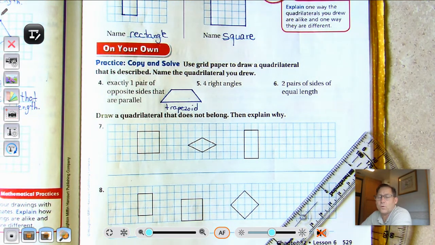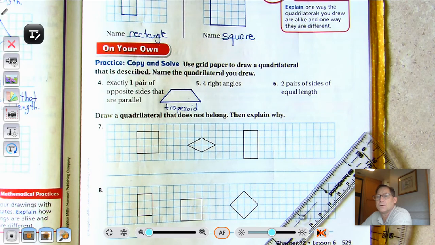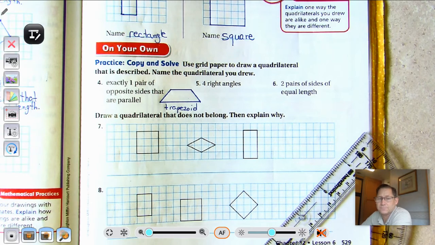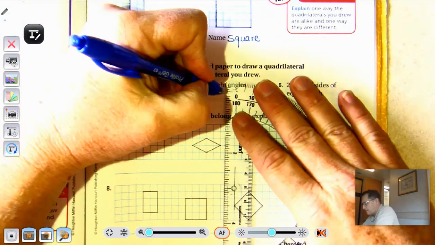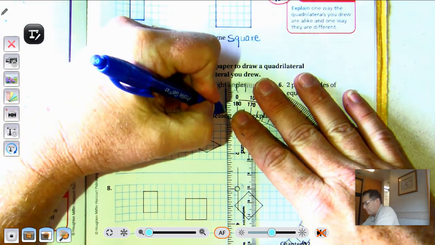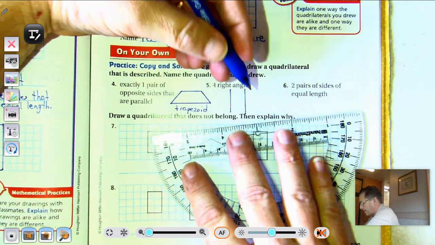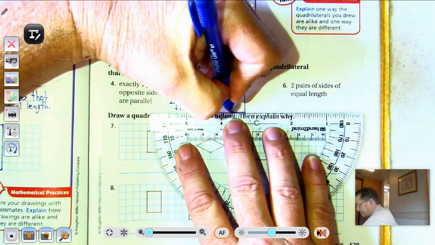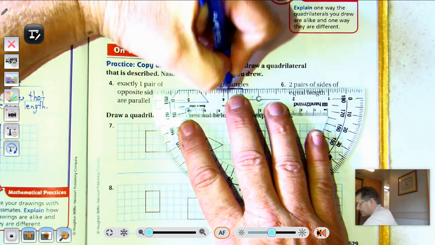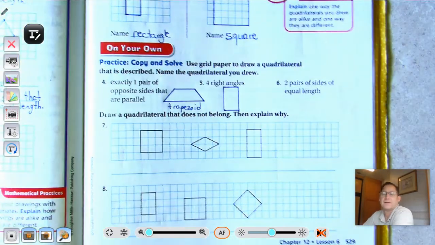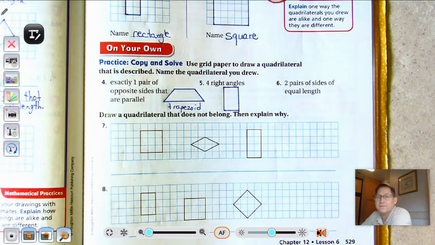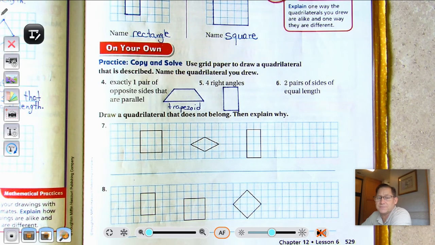Draw something that has 4 right angles. Well, basically I could draw a rectangle or a square. And remember, squares are rectangles. So I think I'll just go with a rectangle. So a rectangle has 2 pairs of opposite sides that are parallel and 2 pairs of sides of equal length. All right, number 6, 2 pairs of sides of equal length.